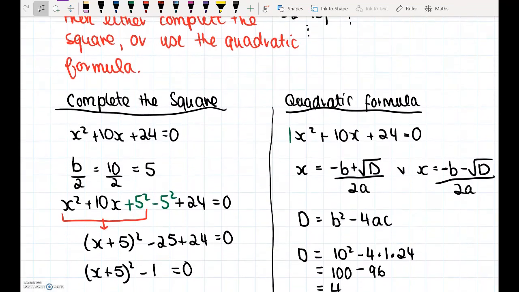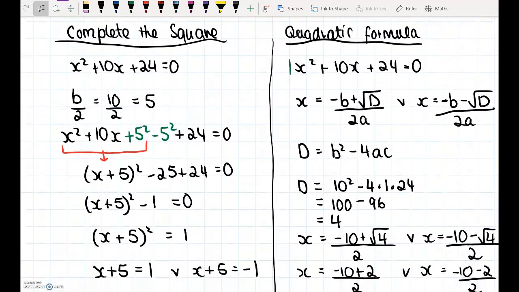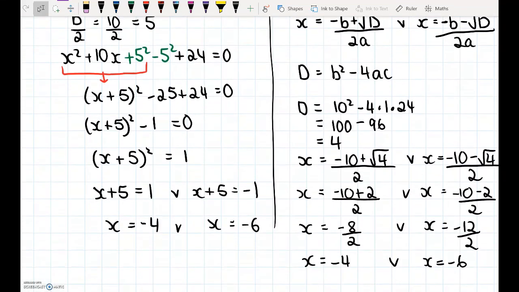So that's it for solving quadratic equations. This was revision. You've done this all before plenty of times, so it shouldn't be too bad for you. Yeah, please practice it because you're going to need it when we start doing solving quadratic inequalities.